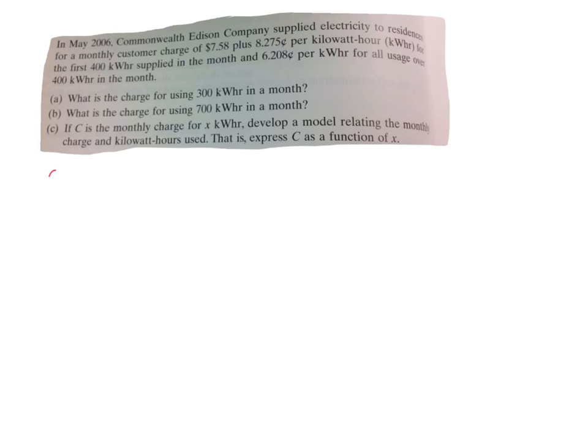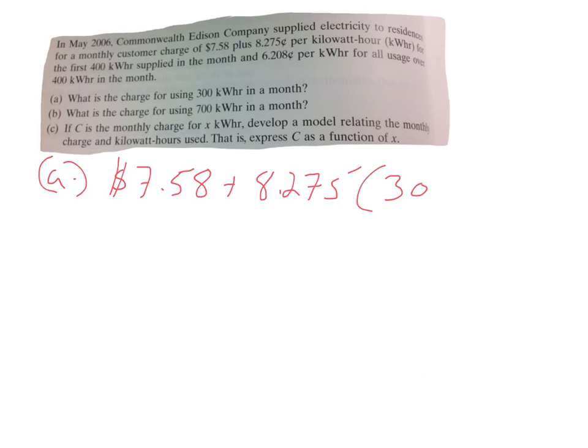So for part A, we won't worry about actually writing up a function. We're just going to calculate it here. What is the charge for using 300 kilowatt hours in a month? How am I going to calculate that using the formula they've given me? What do I have to start off with always, no matter what? Yeah, there's a flat charge of $7.58 plus, how much am I charged for those 300 kilowatt hours I used? 8.275 cents times 300 kilowatt hours.